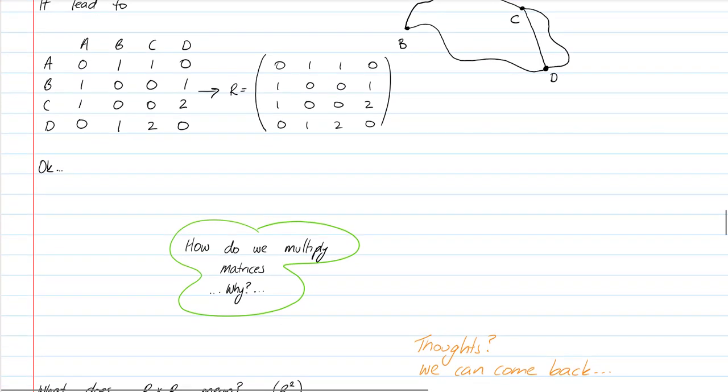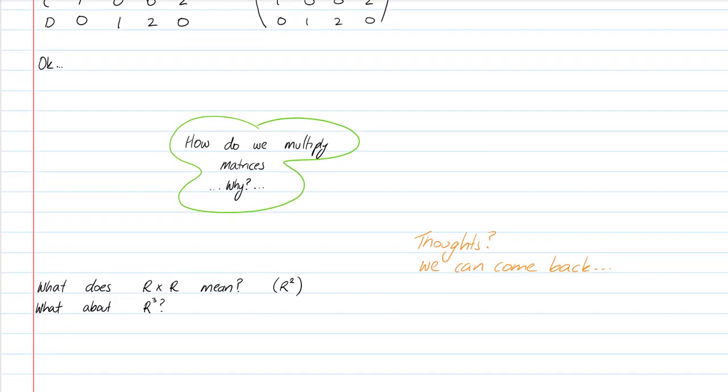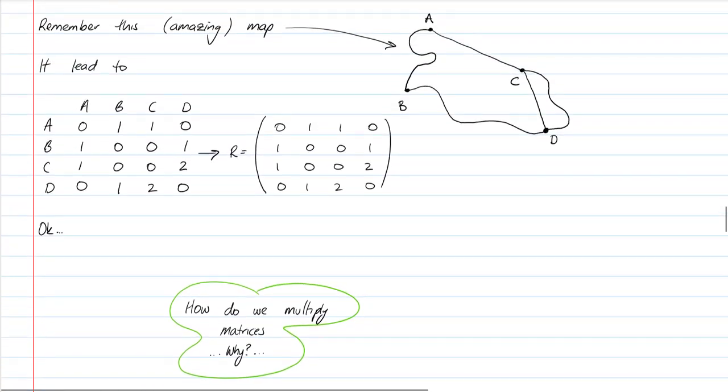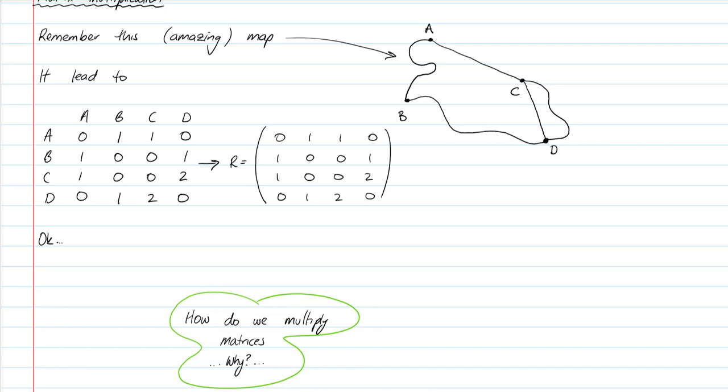Now I want to know, how do we multiply matrices? What does R times R mean? What about R squared and R cubed? So let's go back up to this matrix. If I multiplied it together the way we might expect, we'd probably get something like R squared equals 0 times 0, 1 times 1, 1 times 1, 0 times 0, 1, 0, 0, 1, 1, 0, 0, 4, and there's the first interesting one, 0, 1, 4, 0. What does that mean with respect to this graph, this model, this road system?